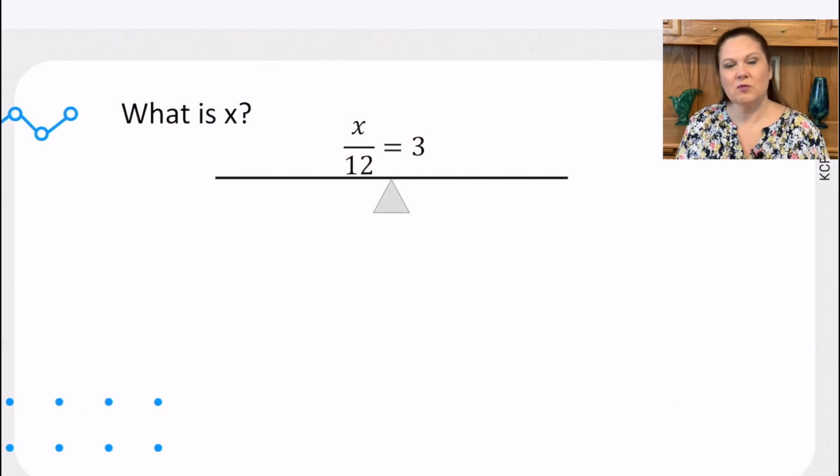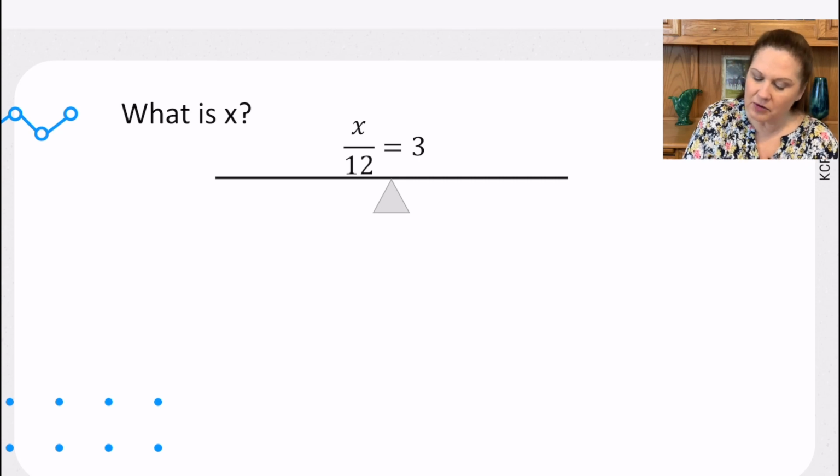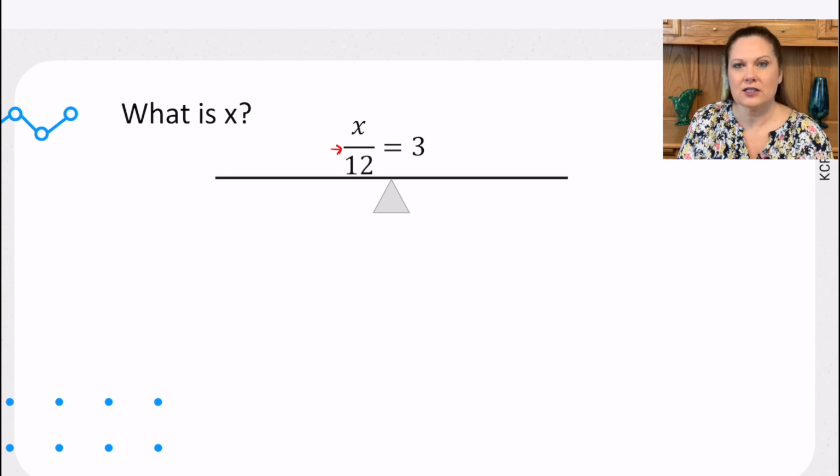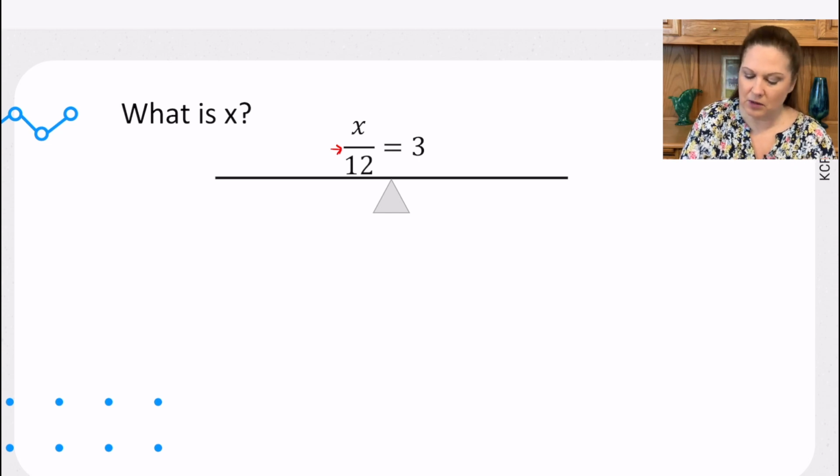Let's try another one. What's the opposite of division? Right, multiplication. Remember that fraction bar right there? That fraction bar means division. So the opposite of that is going to be multiplication.